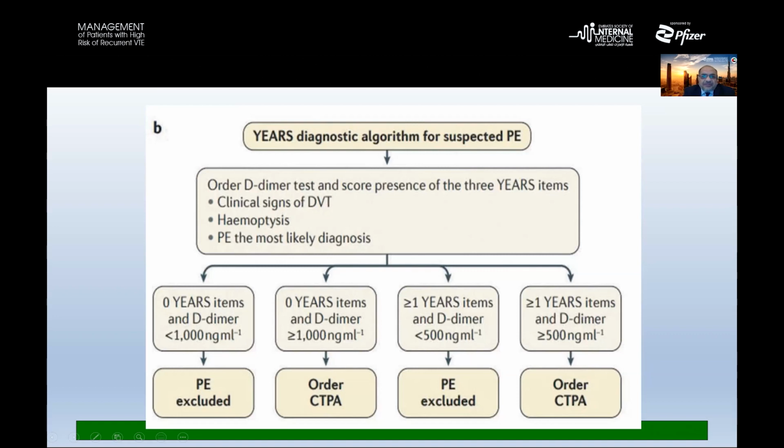This YEARS diagnostic algorithm started from Holland. They studied 4,000 to 5,000 patients and came up with this. Most of the people are now doing it, and they're now even applying it in pregnancy. So the age-adjusted cutoff, and keep the YEARS algorithm in your mind.